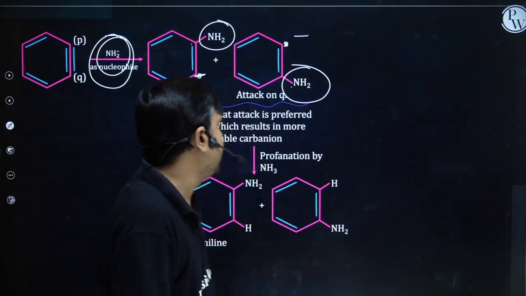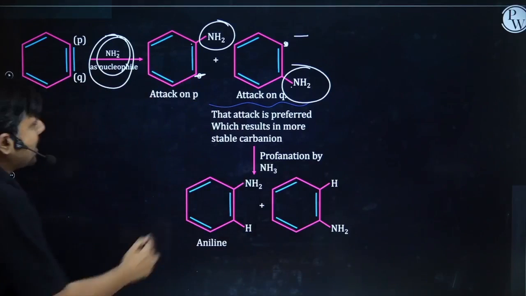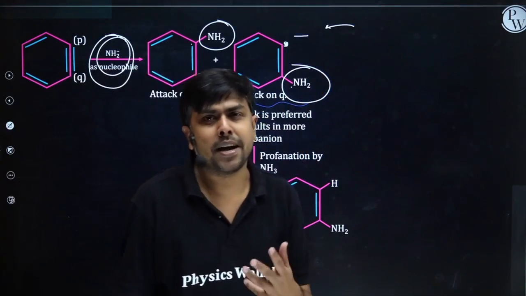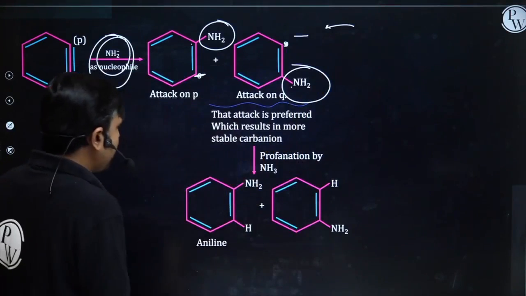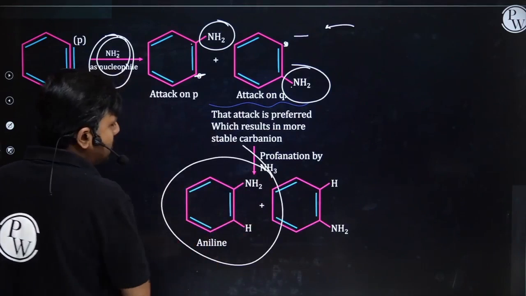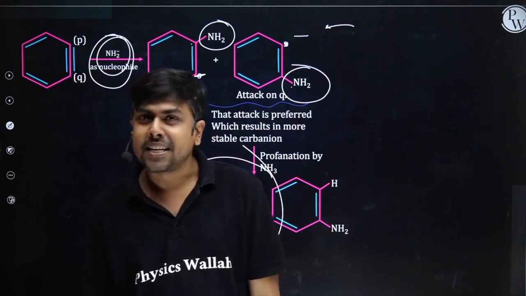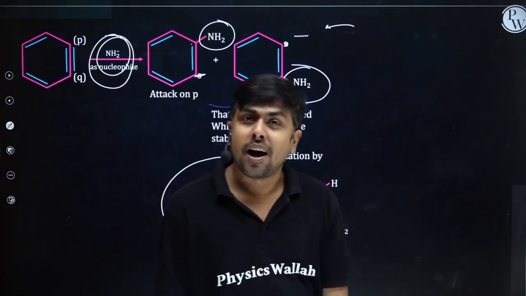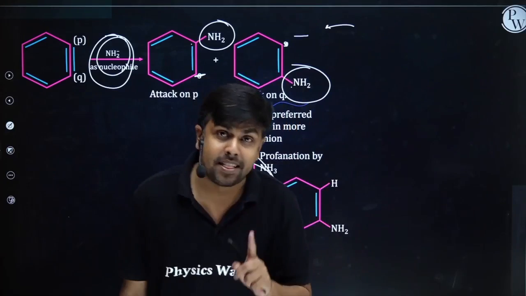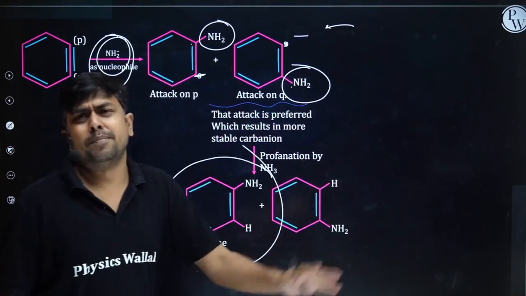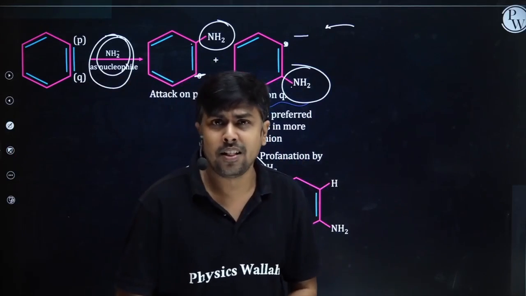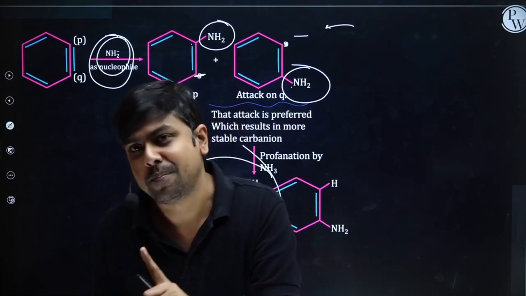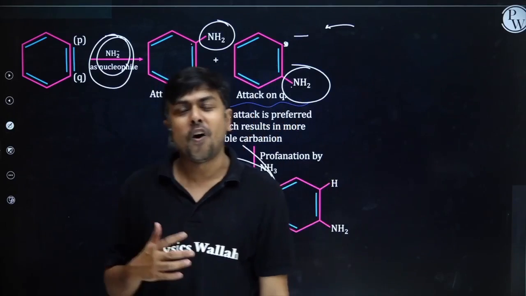Am I clear, students? Now in the next step, simply this particular carbanion will get protonated by ammonia, and I will have the formation of PhNH2, aniline. Am I clear, students? So this is how the nucleophilic substitution reaction of aryl halide occurs via the benzyne mechanism. Although this particular mechanism is not that important for you all, the SNAr pathway was more important. I hope you understood all these things.